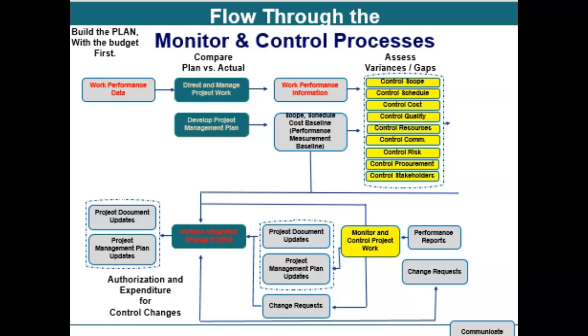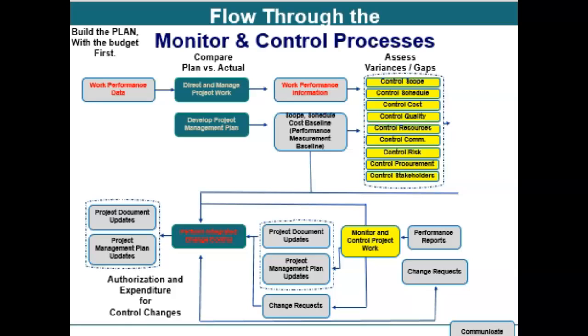And as I assess these, I'm not assessing them just in terms of control schedule or control cost or control quality. I think about them in terms of the iron triangle, that performance measurement baseline, my scope, schedule, and cost balanced, that I spend most of my life making trade-offs to keep that triangle tight, right, as a measure of my success.